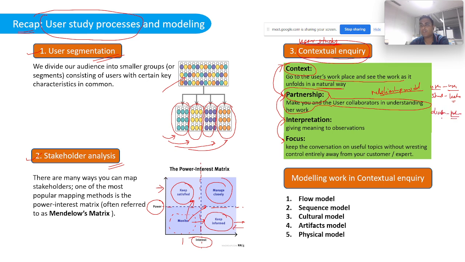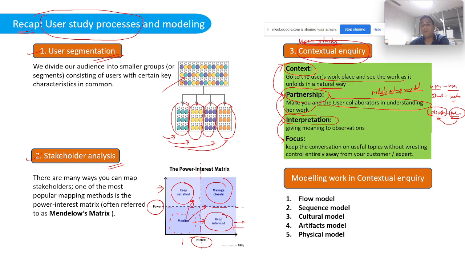Okay, so in that case probably you will behave as a doctor, and you will treat the patient in a way so that the patient reveals all sorts of pain points to you. Okay, so these relationship models you need to consider when you develop a relationship with the user in a contextual inquiry process. The third aspect is interpretation.